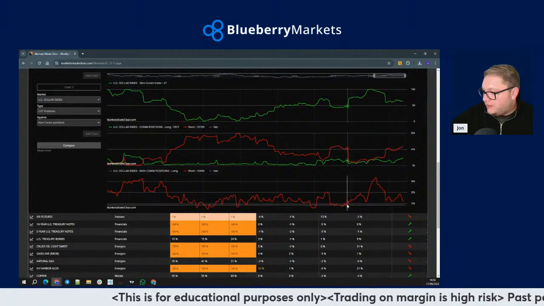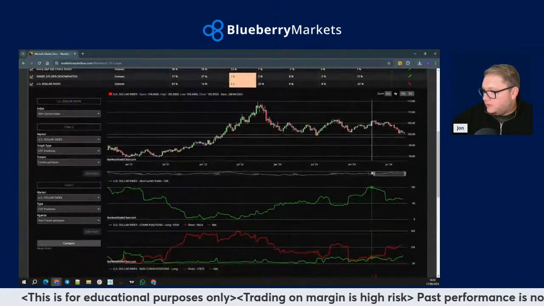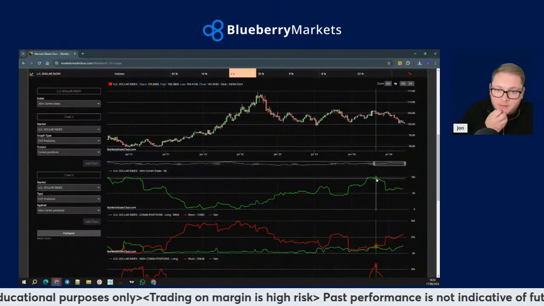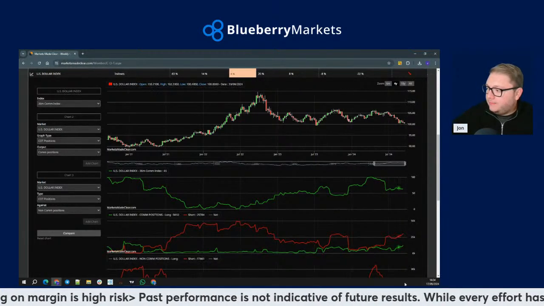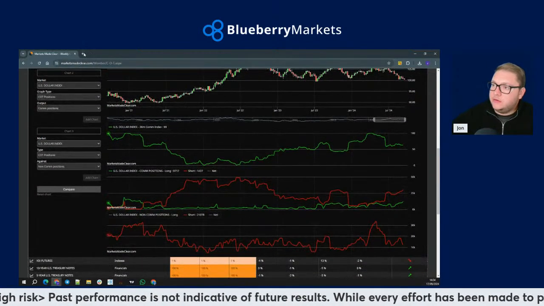Kind of in and around that area. So who knows? This upcoming data might influence some further selling from the banks and whatnot, which could then obviously lead them into something else.